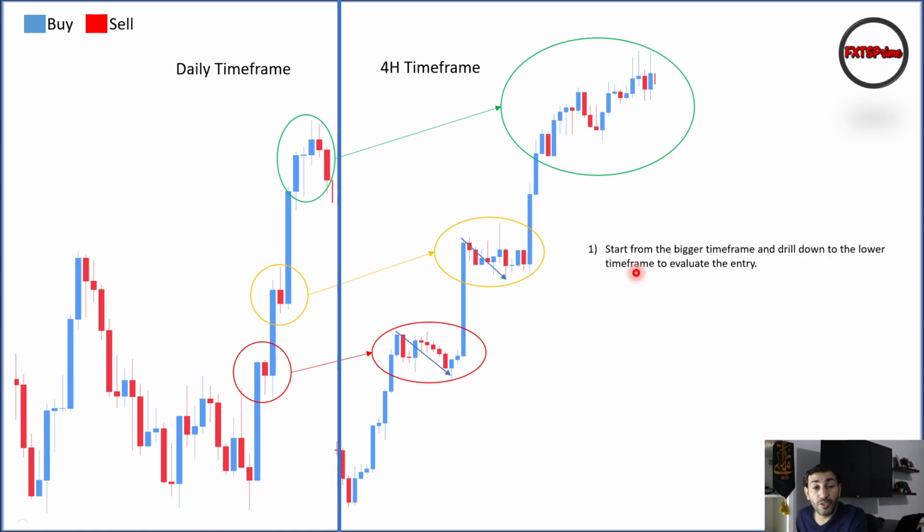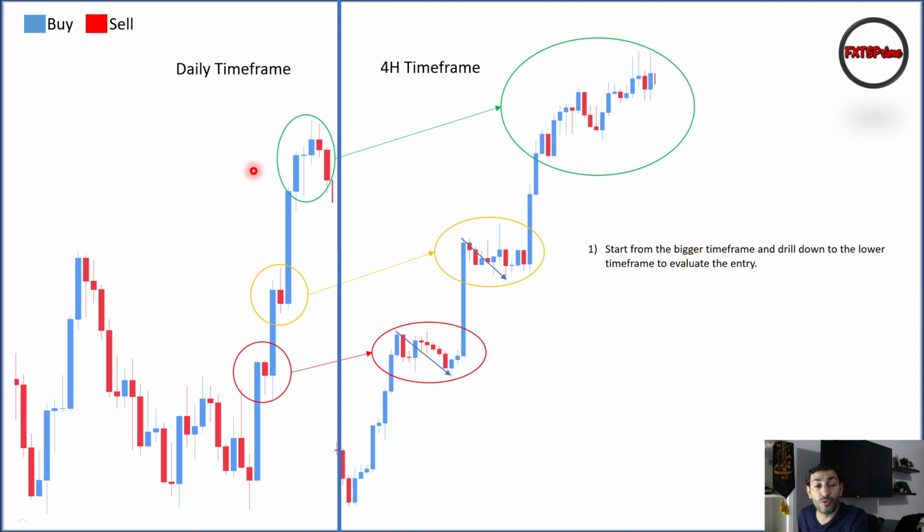So to summarize, you need always to start from the bigger time frame and drill down to the lower time frame to evaluate your entry. Since I cannot enter in this candle because it's a big candle and it's not closing, I can go to the lower time frame, where I have more candles in this area, and see whether there are any rejection candles or patterns, and based on that I can trade. Similarly here, if it's a continuation pattern, I know it's continuation and I will place a buy from here up, and here I will reverse.